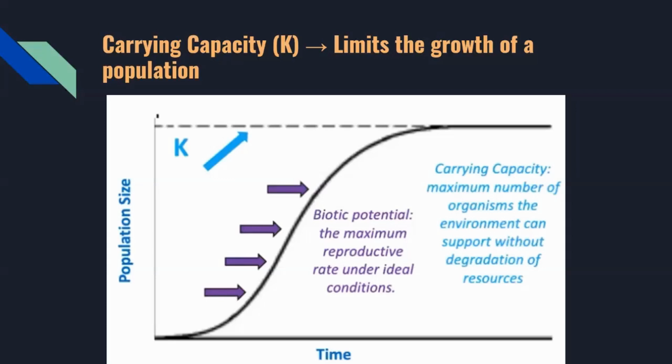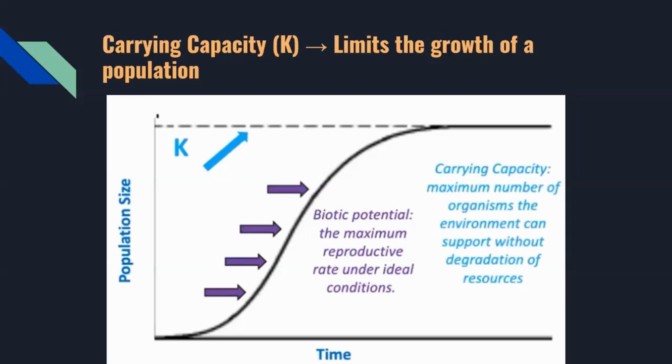Now, as you've seen carrying capacity before, carrying capacity in environmental science is represented by graphs normally that look like this. It's represented by the letter K, and it limits the growth of a population. Carrying capacity is the maximum number of organisms an environment can support without the resources being degraded.